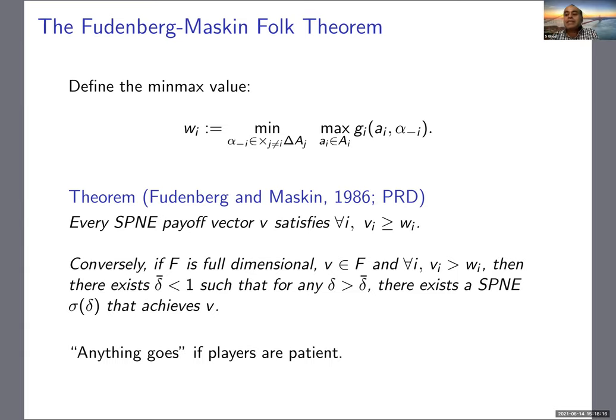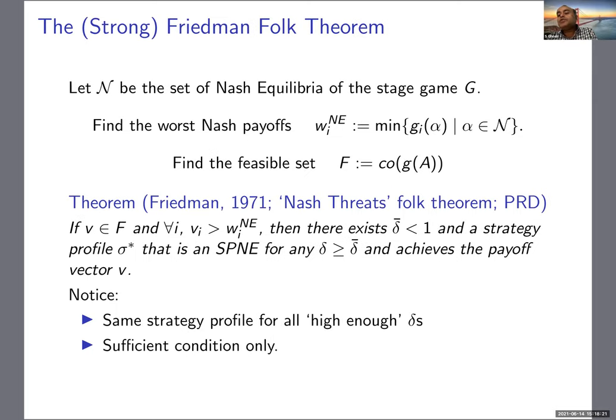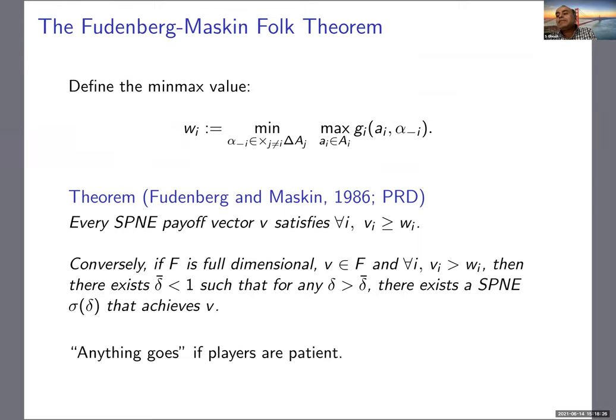Now, if you look at this for a second and then go back to the last one, you will see sigma star is chosen before the delta is handed to us. That's the difference. Here, we are retaining the right to fine tune the SPNE to take into account the discount factor. So this is the anything goes result. Basically, from the first result, we know that we cannot get less than w_i, and this says, as long as v_i is strictly greater than w_i, the only thing we can't say anything about is the boundary, but modulo the boundary, we are good to go.